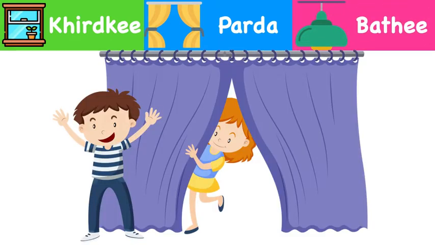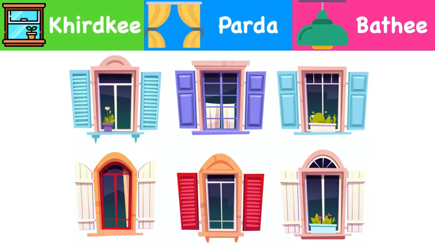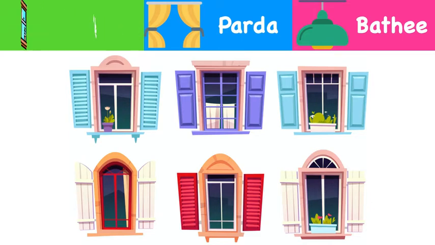This girl is standing behind what? A curtain, right? And what's curtain in Hindi? Khidki, parda, or batti? Parda. Look at all these windows. How do we say window in Hindi? Khidki, parda, or batti? Khidki.